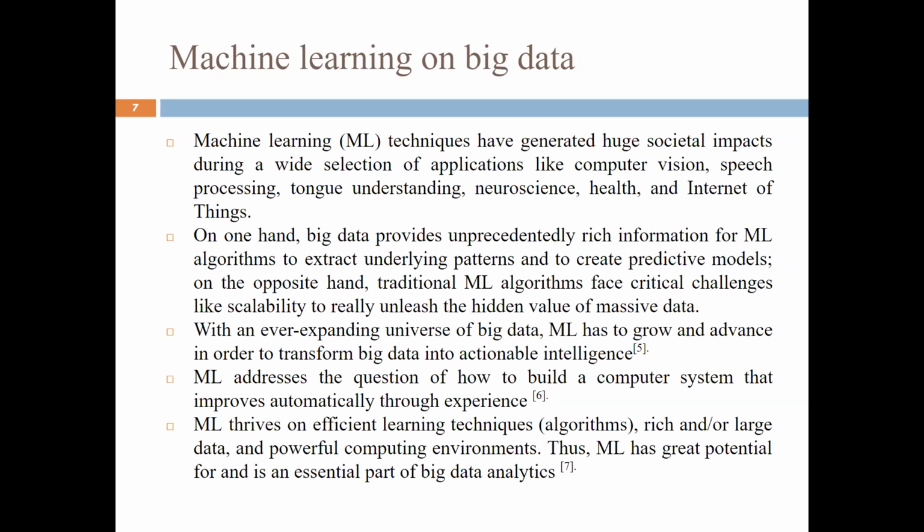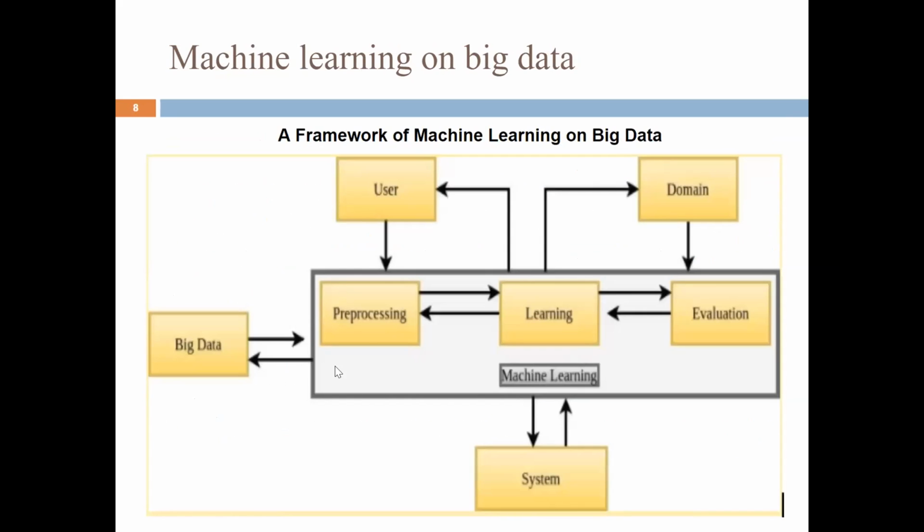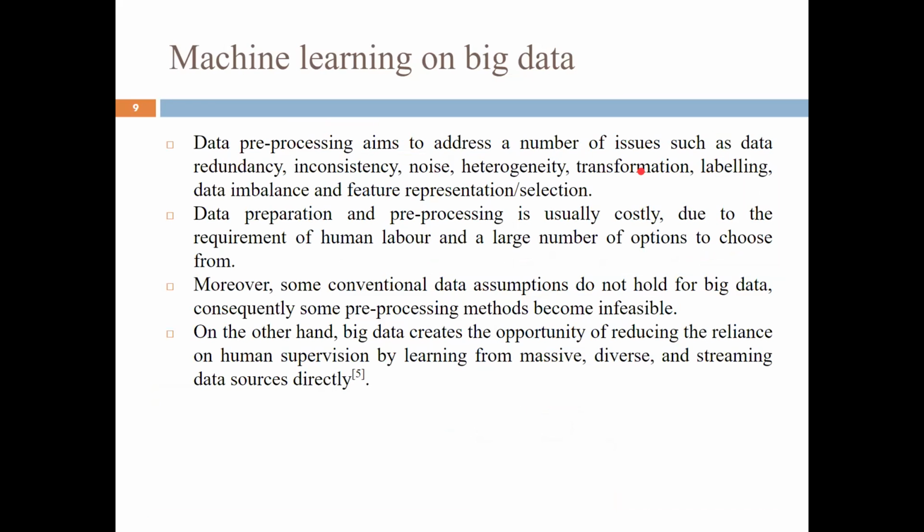Here I ask how machine learning on big data is useful. This is one framework. Whenever data come from big data, they first go through pre-processing. After that, there is one model, which is evaluated with unsupervised learning. After that, it checks whether there are some changes, and if so, it goes again through the pre-processing model. At that time, a number of users and domains are available and connected with the system. So it is a framework of machine learning on big data.